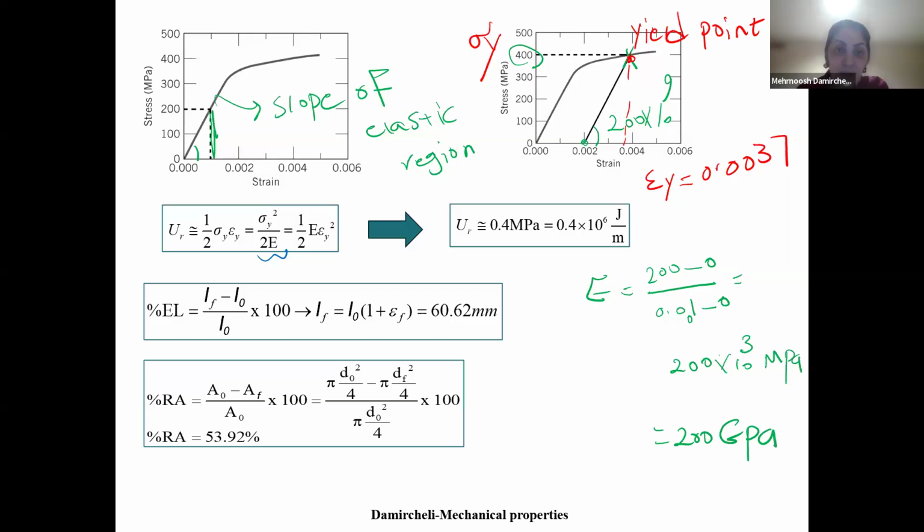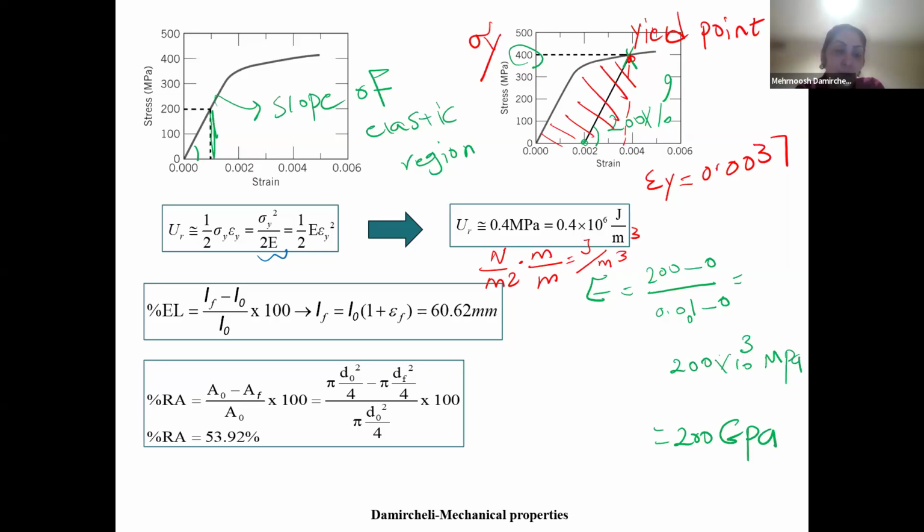Okay, and if we want to show the area, it is up to the yield point. So the area should be something the same as this. And it is 0.4 megapascals. Megapascal maybe for energy does not make sense, but pascals is Newton per meter squared. We can multiply meter per meter. So it should be joule per meter cubed. So now it makes sense.